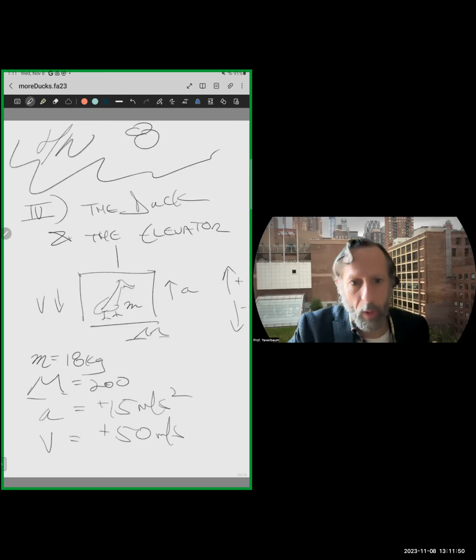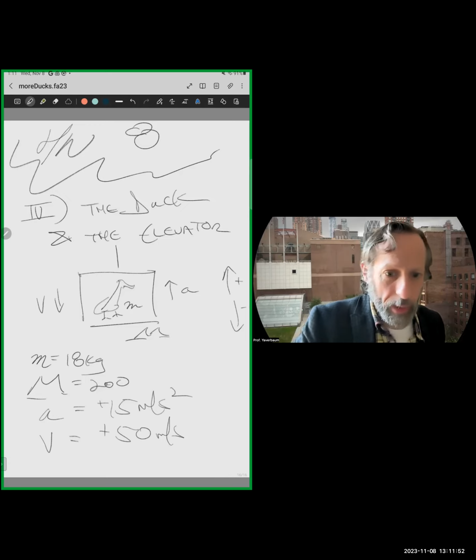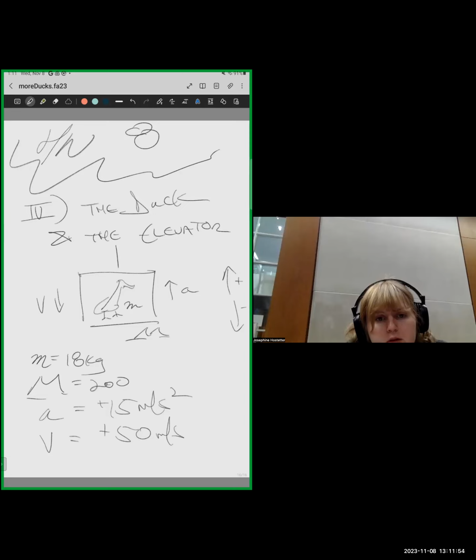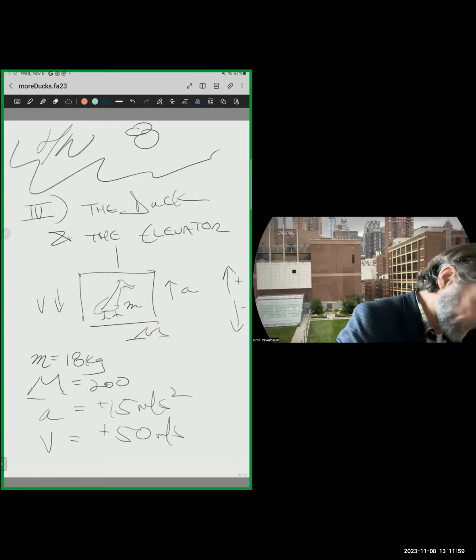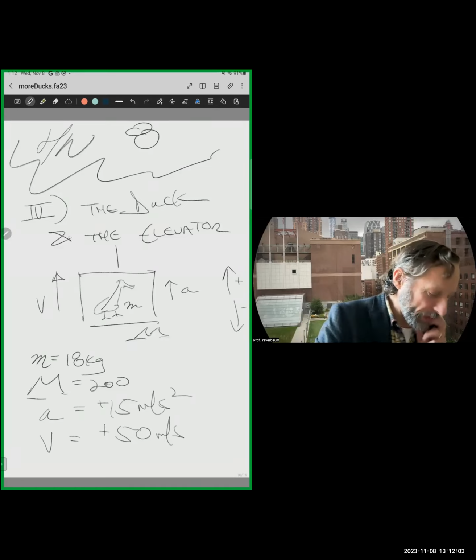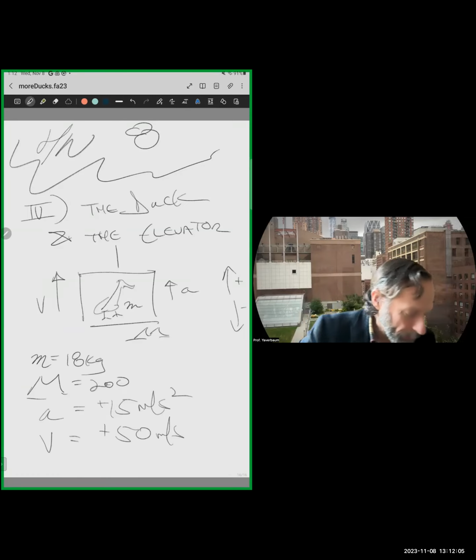First of all, isn't the arrow for the velocity pointing down? Oh, sorry, that's my bad. Thank you. That's weird that I did that. You're absolutely right, and put in for points for that. Yes, thank you.